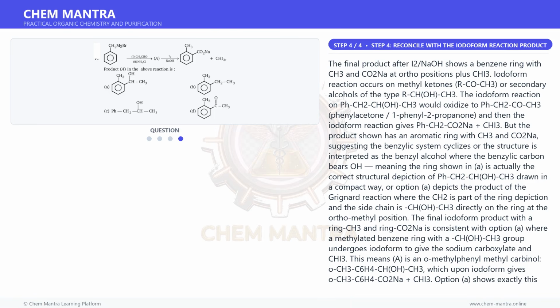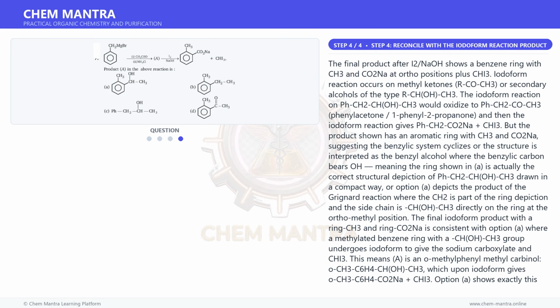And for the final step. The final product after I2 now shows a benzene ring with CH3 and CO2Na at ortho positions plus CHI3. Iodoform reaction occurs on methyl ketones, R-CO-CH3, or secondary alcohols of the type R-CH(OH)CH3. The iodoform reaction on PhCH2CH(OH)CH3 would oxidize to PhCH2COCH3, phenylacetone, 1-phenyl-2-propanone, and then the iodoform reaction gives PhCH2CO2Na plus CHI3.